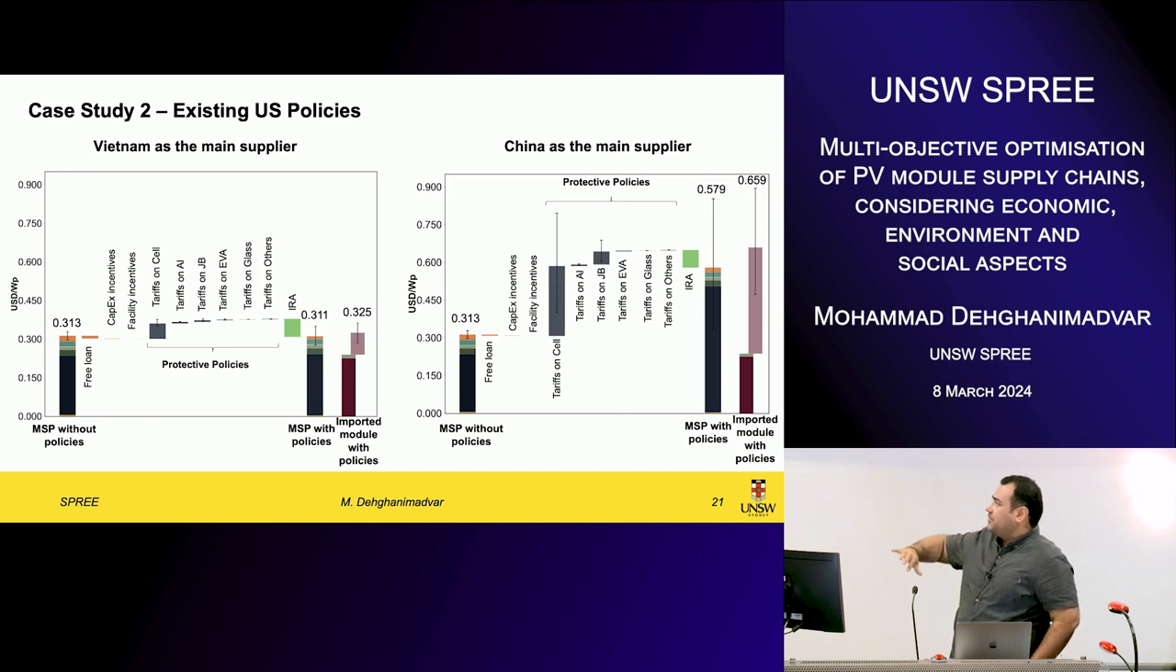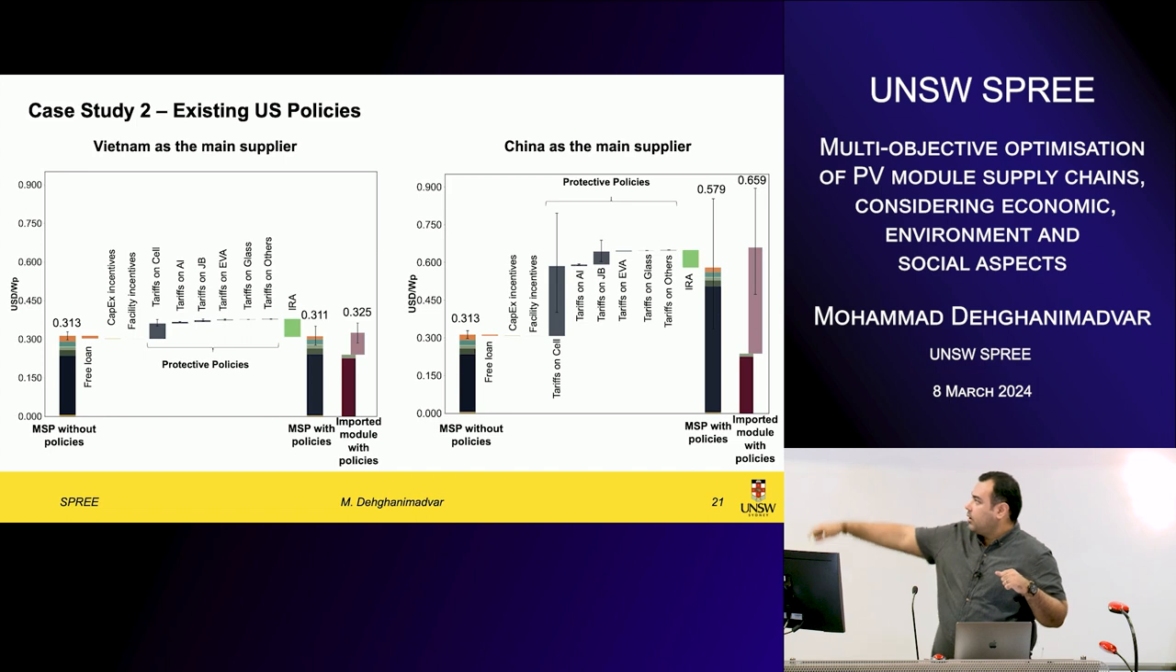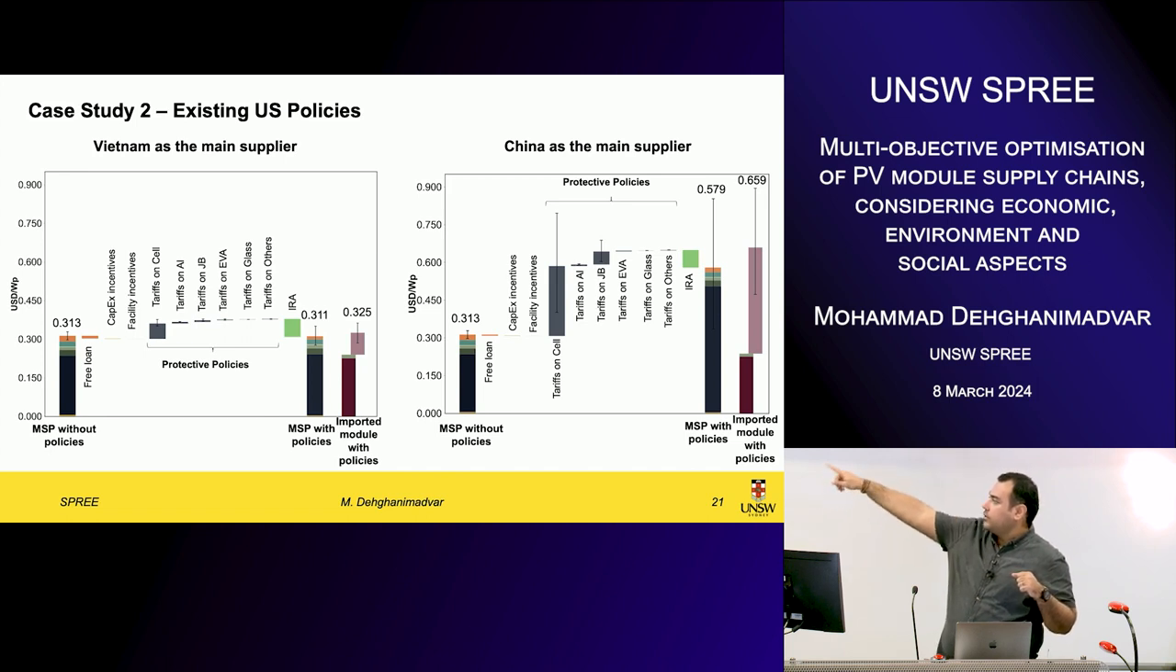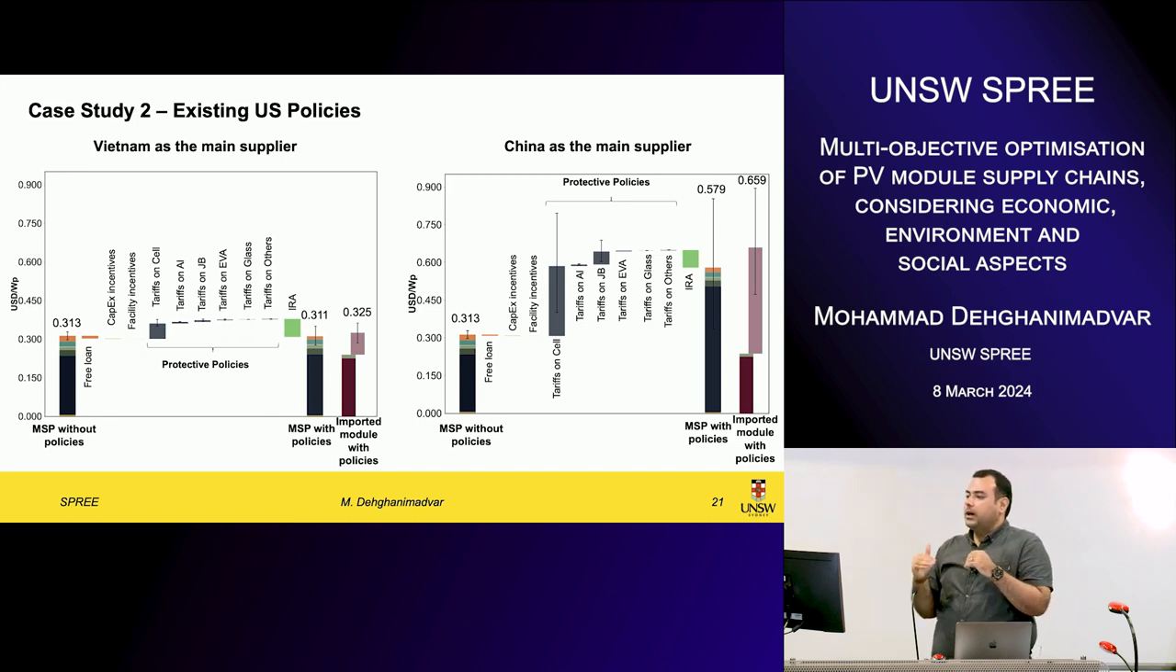In the US, if we have China as a main supplier or Vietnam as a main supplier, we have different ranges of tariffs on input material. These tariffs again really depend on the company. They range from 20% to 400% on a specific material. So if you import everything from Vietnam into the US, with all of those tariffs and also protective policies like the Inflation Reduction Act, you can be competitive. But you increase your market price and local manufacturing price because of those tariffs.